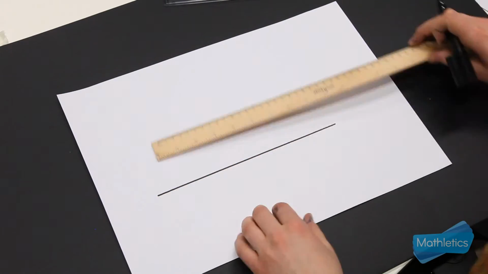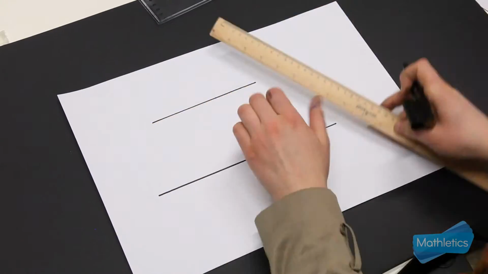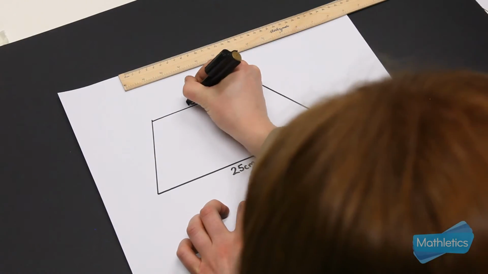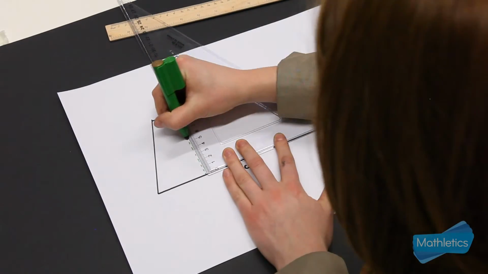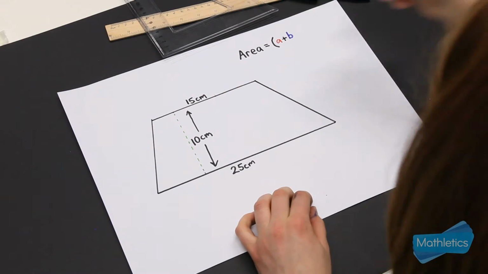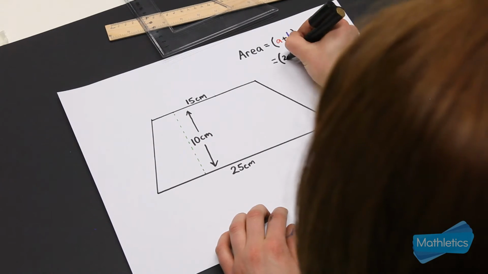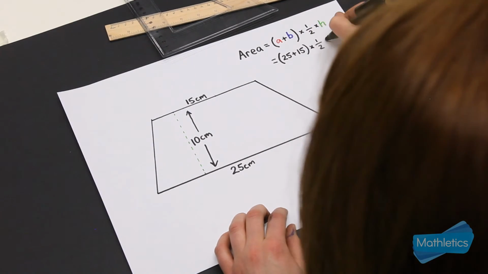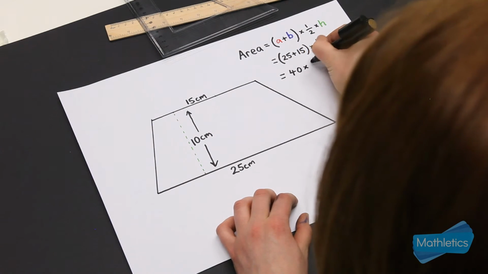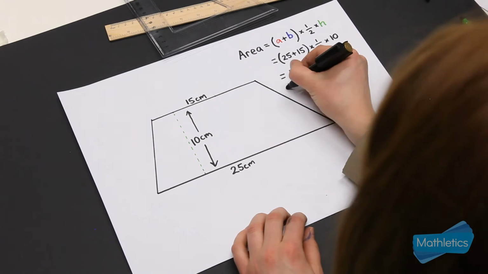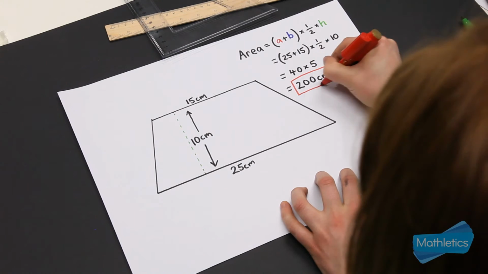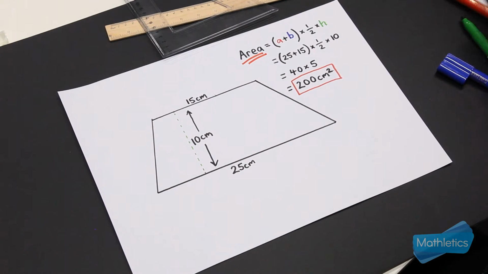So now let's do an example. This trapezium has parallel side lengths that are 25 centimeters and 15 centimeters, and its height is 10 centimeters. Substituting these values into the area equation gives us 25 plus 15 multiplied by half of 10. 25 plus 15 is 40, and half of 10 is 5. 40 times 5 is 200, so the area of this trapezium is 200 square centimeters.